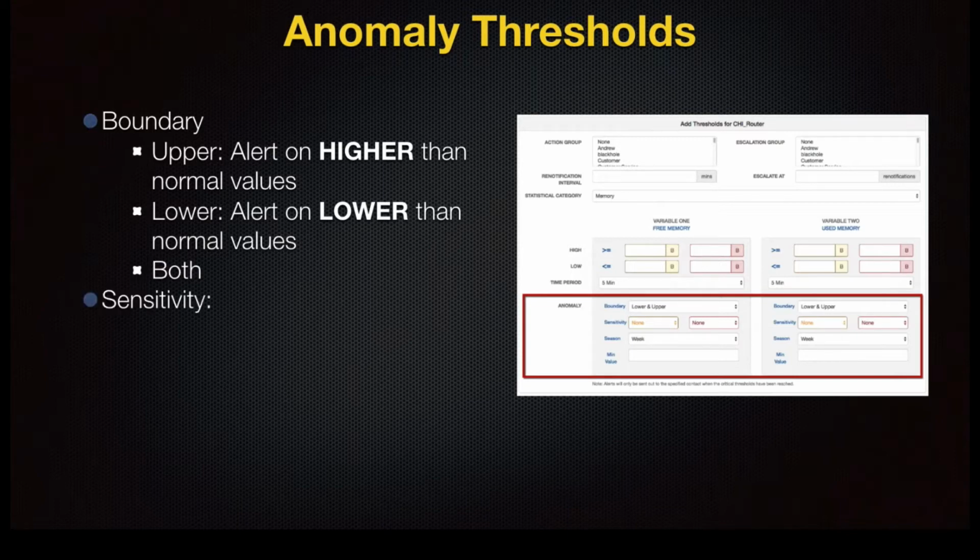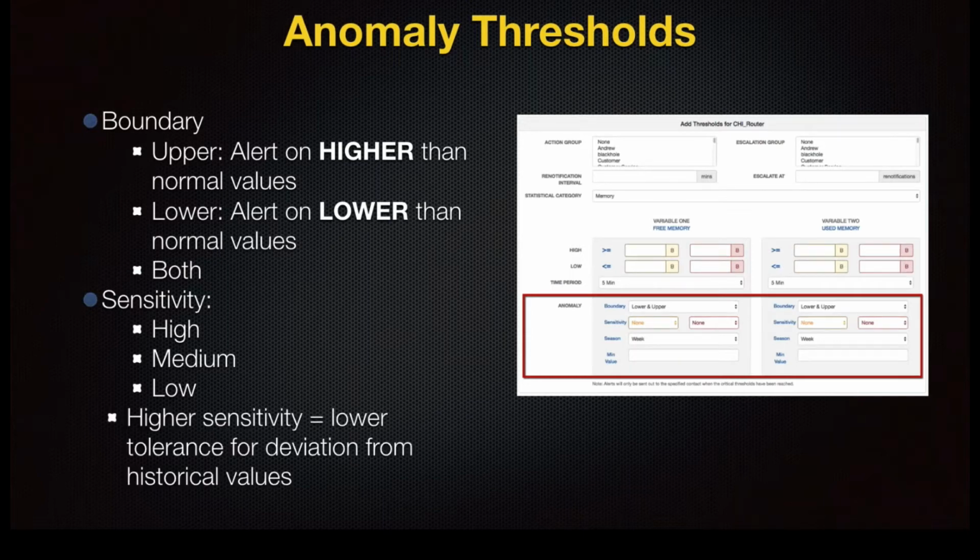So basically, you're saying how far out of the range of historical values does it have to be before I consider this an anomaly? And you can set this based on sensitivity. So a high sensitivity will alarm very quickly if it's outside the normal values, whereas a medium or a low sensitivity will only notify when you're further outside the normal values. So higher sensitivity is lower tolerance.